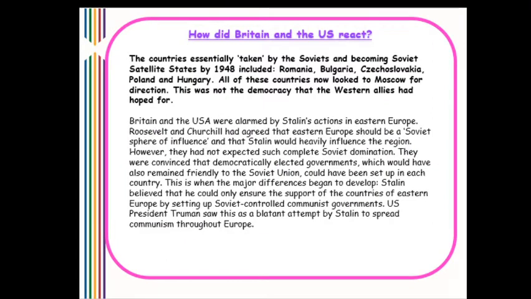Britain and the USA were alarmed by Stalin's actions in Eastern Europe. Roosevelt and Churchill had agreed that Eastern Europe should be a Soviet sphere of influence and that Stalin would heavily influence the region. However, they had not expected such complete Soviet domination, and they were convinced that democratically elected governments, which would have also remained friendly to the Soviet Union, could have been set up in each country. This is when the major differences began to develop, and Stalin believed that he could only ensure the support of the countries of Eastern Europe by setting up Soviet-controlled communist governments. US President Truman saw this as a blatant attempt by Stalin to spread communism throughout Europe.